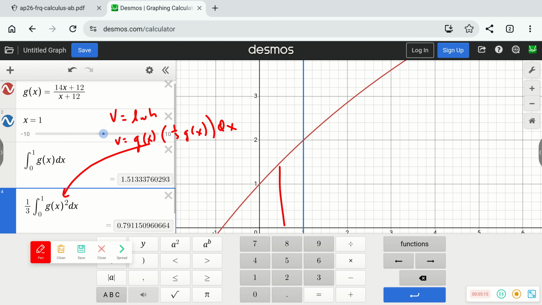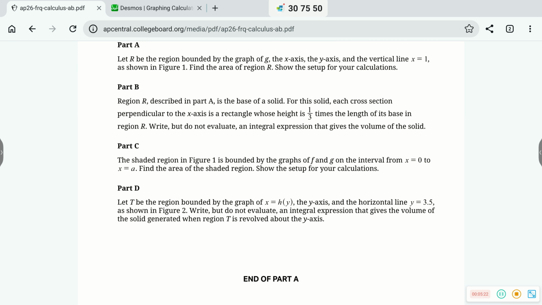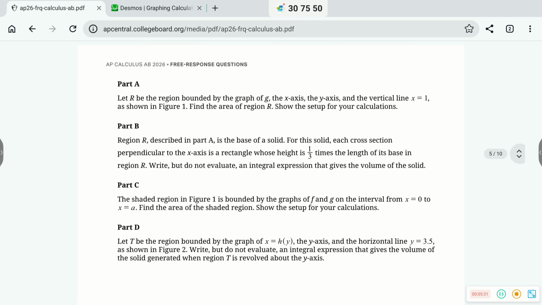Okay, so 0.792 would be my answer to that one. What was this next one say? Part C, okay, so still figure one the whole time. So this time though, we get to use F, from 0 to A. All right, so let's get F in there.